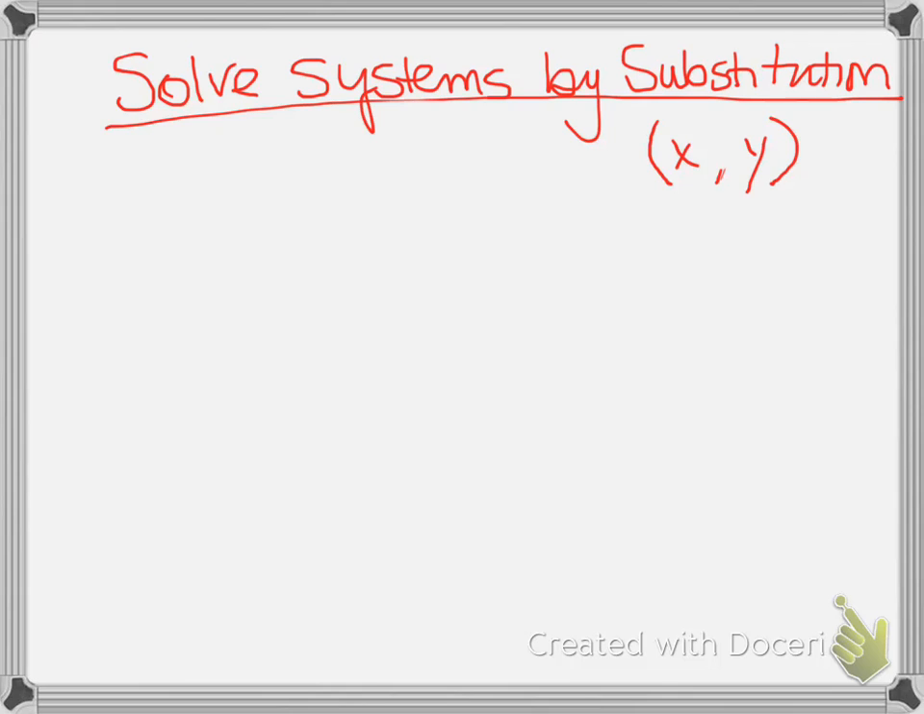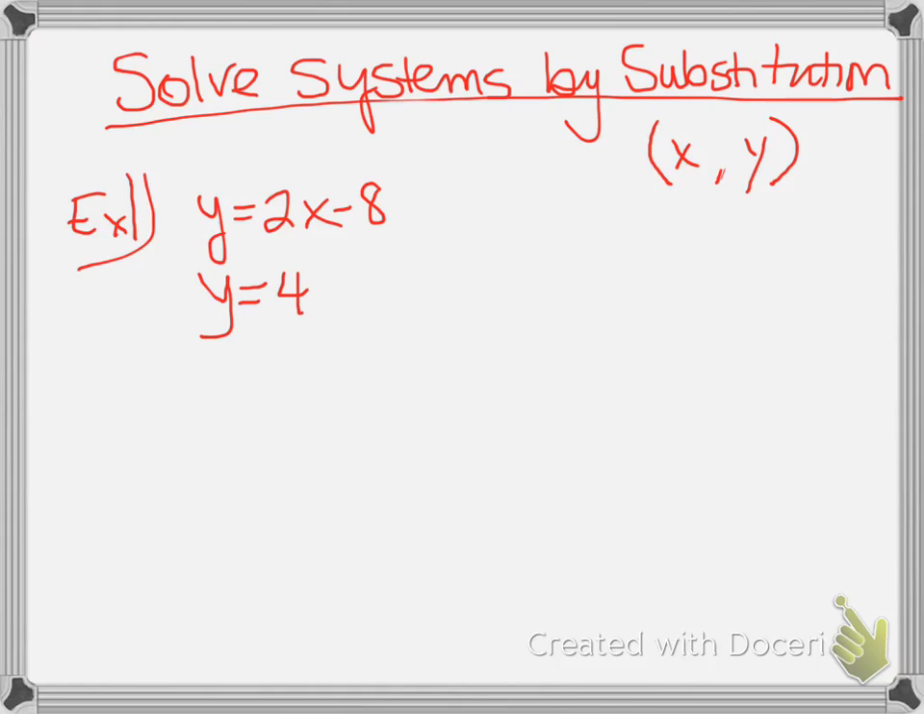Here is our first example. My two equations are y equals 2x minus 8 and y equals 4. When they give you an equation that tells you x equals a number or y equals a number, they're actually giving you half of the answer. This one tells you the y number is 4, so you're already halfway done. You start your ordered pair and put 4 in place of y.